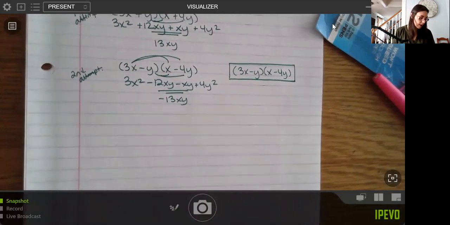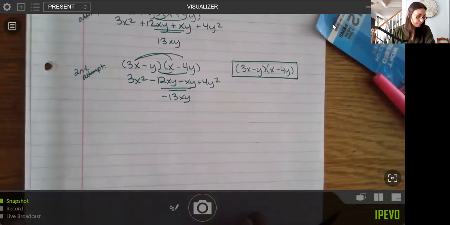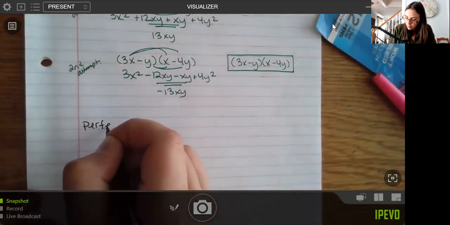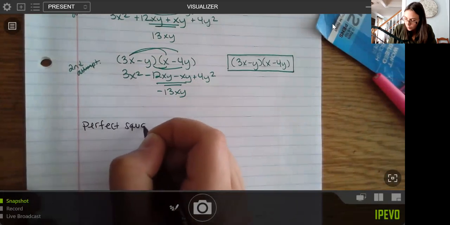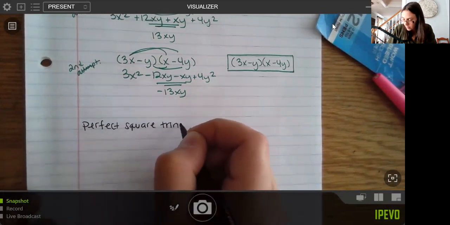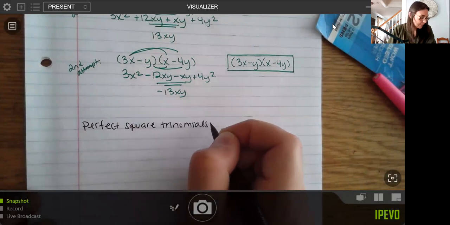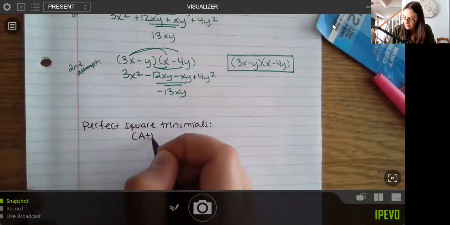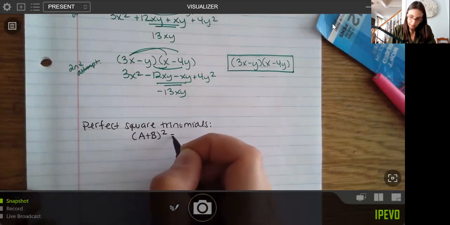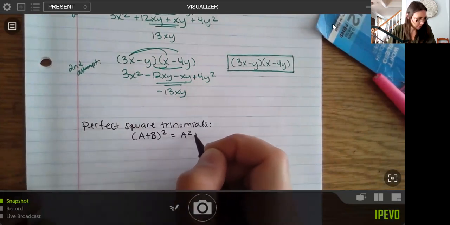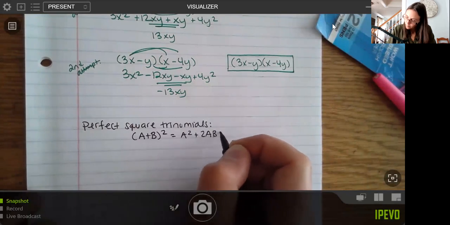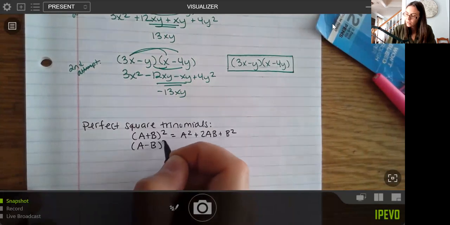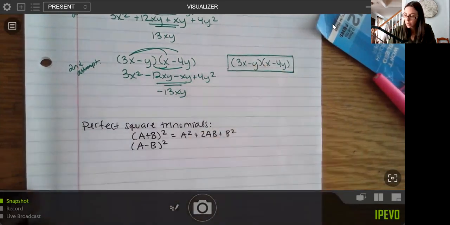Now, one last thing I want to talk about here is what are called perfect square trinomials. And what ends up happening there is you have something like this for your answer. So you end up getting that same factor twice. Or it could be a subtraction one. But instead of having 2 different factors, you get the same factor twice.